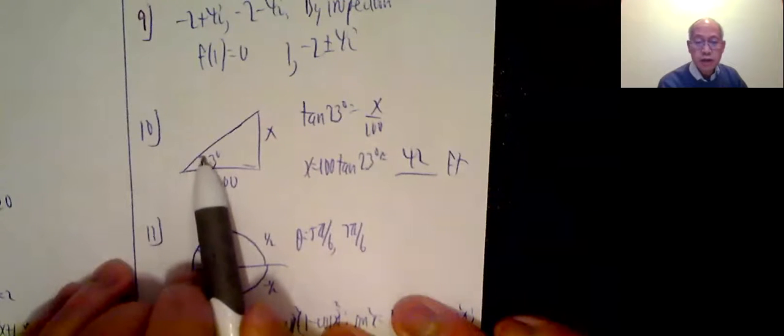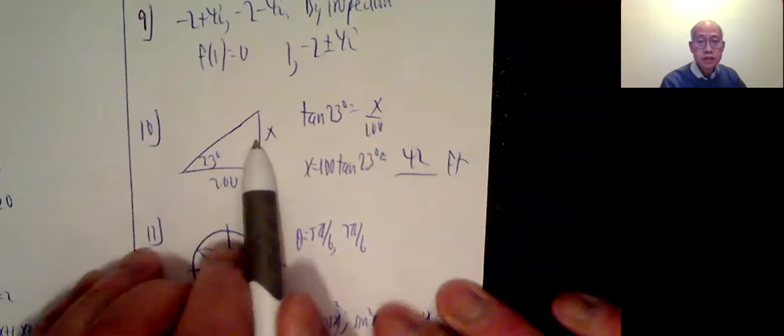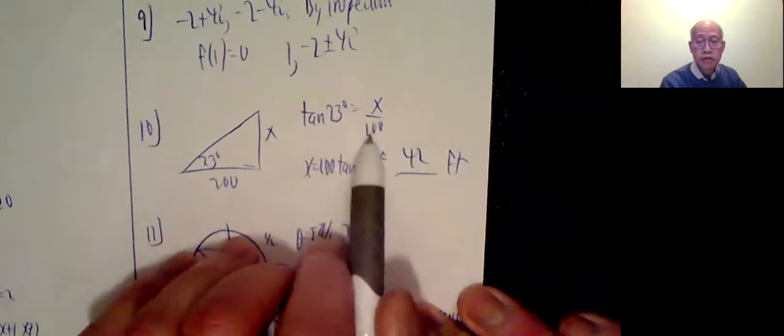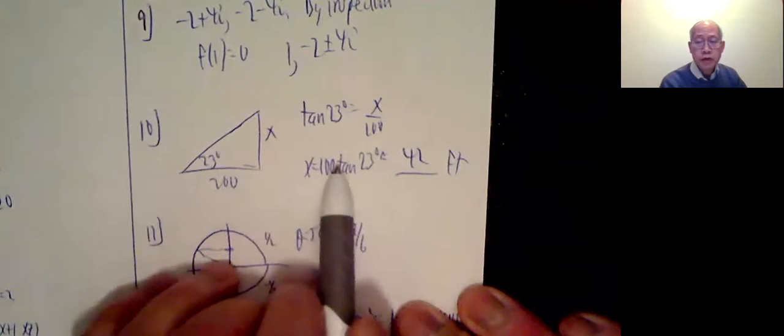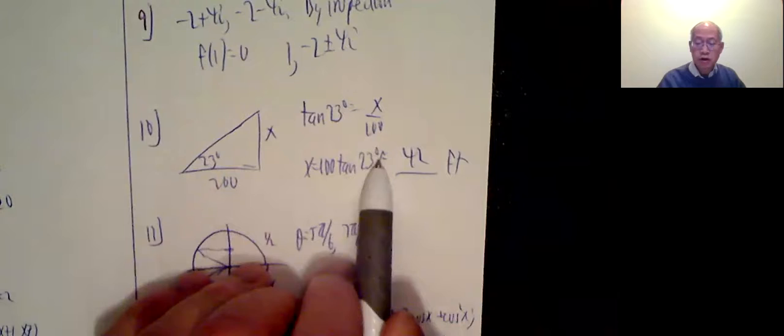Number 10, you have 200 feet here. Angle of elevation is 23 degrees. The height is x. So tangent of 23 degrees is x over 100. x is 100 tan 23 degrees, approximately 42 feet, rounded to the nearest whole number.